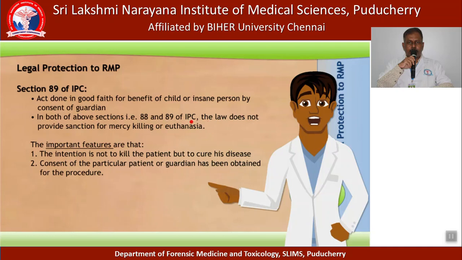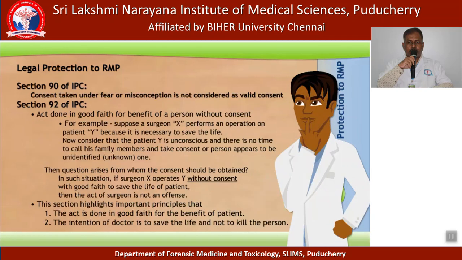Remember, that is mercy killing, euthanasia. If a patient asks for poison, do not provide it, do not assist. For the rest, in good faith, you can treat and save the life. The important feature is that the intention is not to kill the patient but to cure the disease. Consent of the particular patient or guardian has to be obtained for the procedure. How to take a consent?